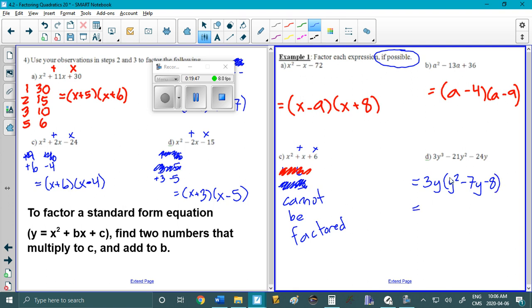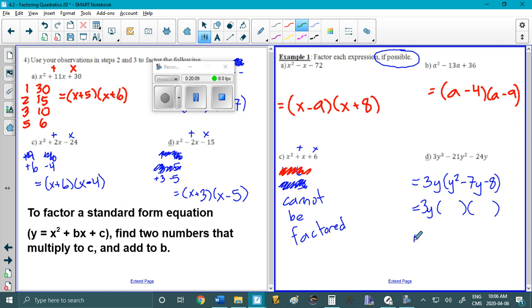But in here, we now have a normal looking quadratic. They're y's instead of x's, but that shouldn't matter. So now what we have to do is we're going to have two sets of brackets, just like all the other ones. And we need two numbers that multiply to -8 and add to -7.